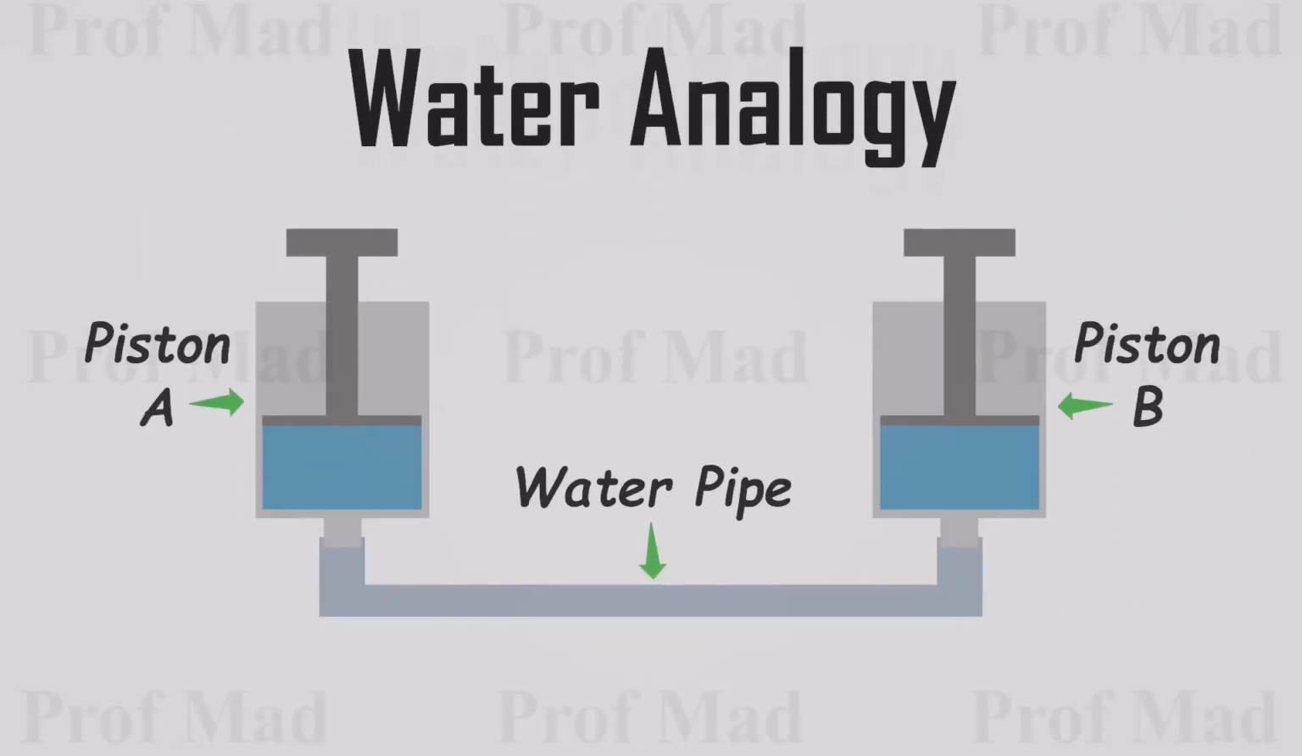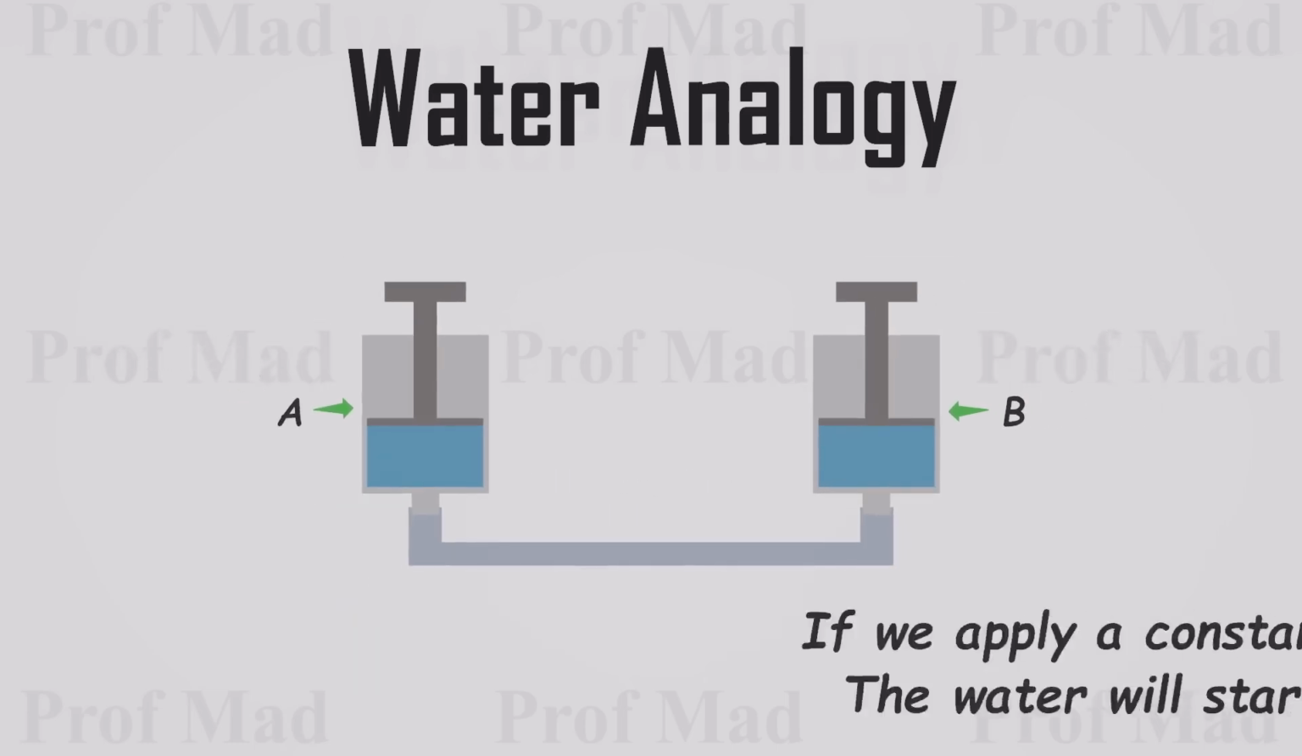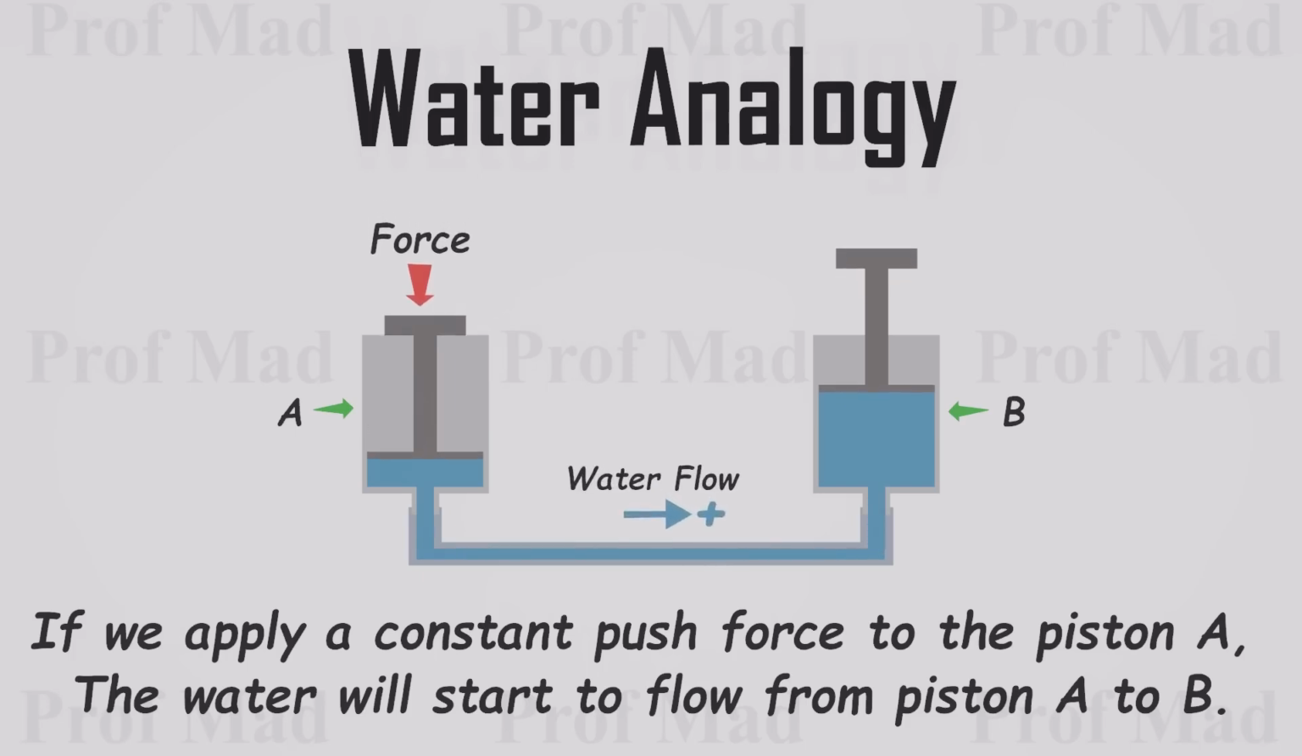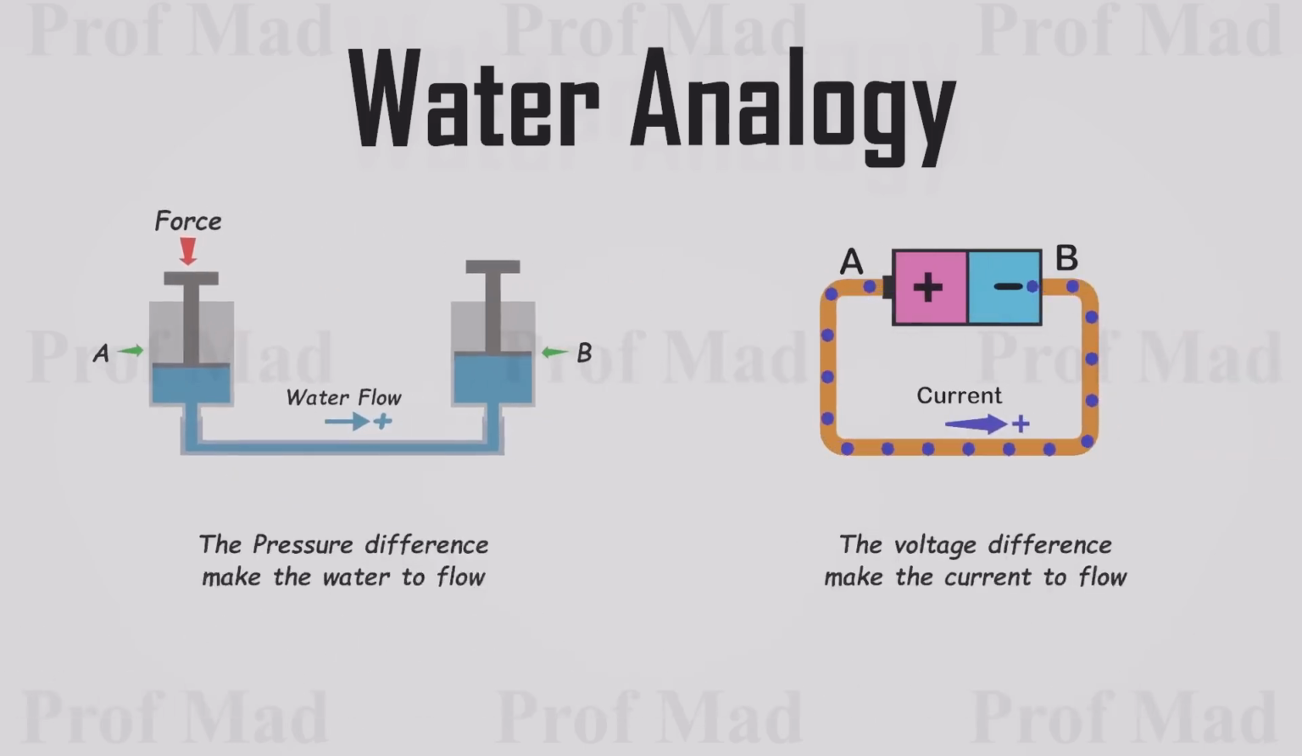Here we have two pistons, each half filled with water, and both connected using a water pipe. If we apply a constant pushing force to piston A, the water will begin to flow from piston A to piston B. This happens because the applied force increases the water pressure in piston A, prompting the water to move from the high-pressure region to the low-pressure region. The same phenomenon occurs in an electric circuit.